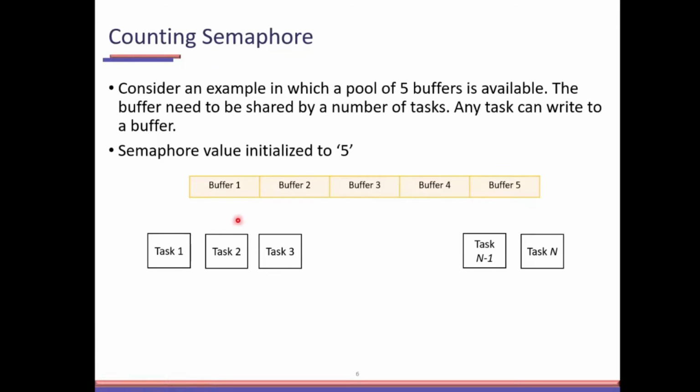Now take the example for a counting semaphore. Let's take five buffers are available, and the buffers need to be shared by multiple tasks running. There are five buffers, so five memory locations, and those will be used by the different tasks. All of these tasks would like to use this buffer to store some temporary data. So how will this be achieved with the counting semaphore?